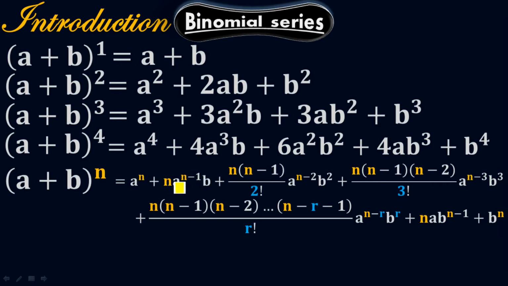So I will have 2ab, from 2 into 2 minus 1. 2 minus 1 is 1. So 1 times 2 is 2. I will have 2 in the numerator and 2 factorial in the denominator. 2 factorial is 2. So 2 cancels with the 2.